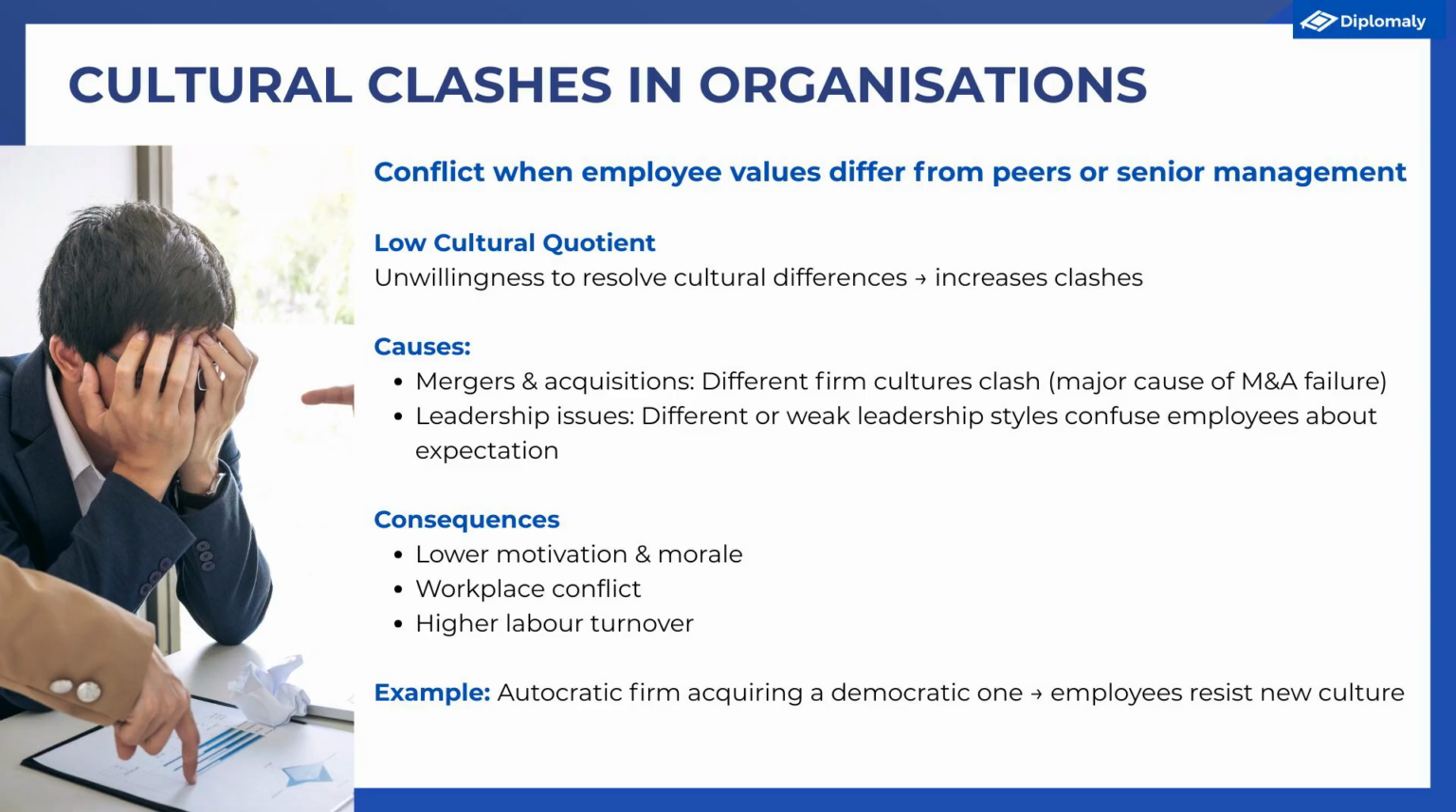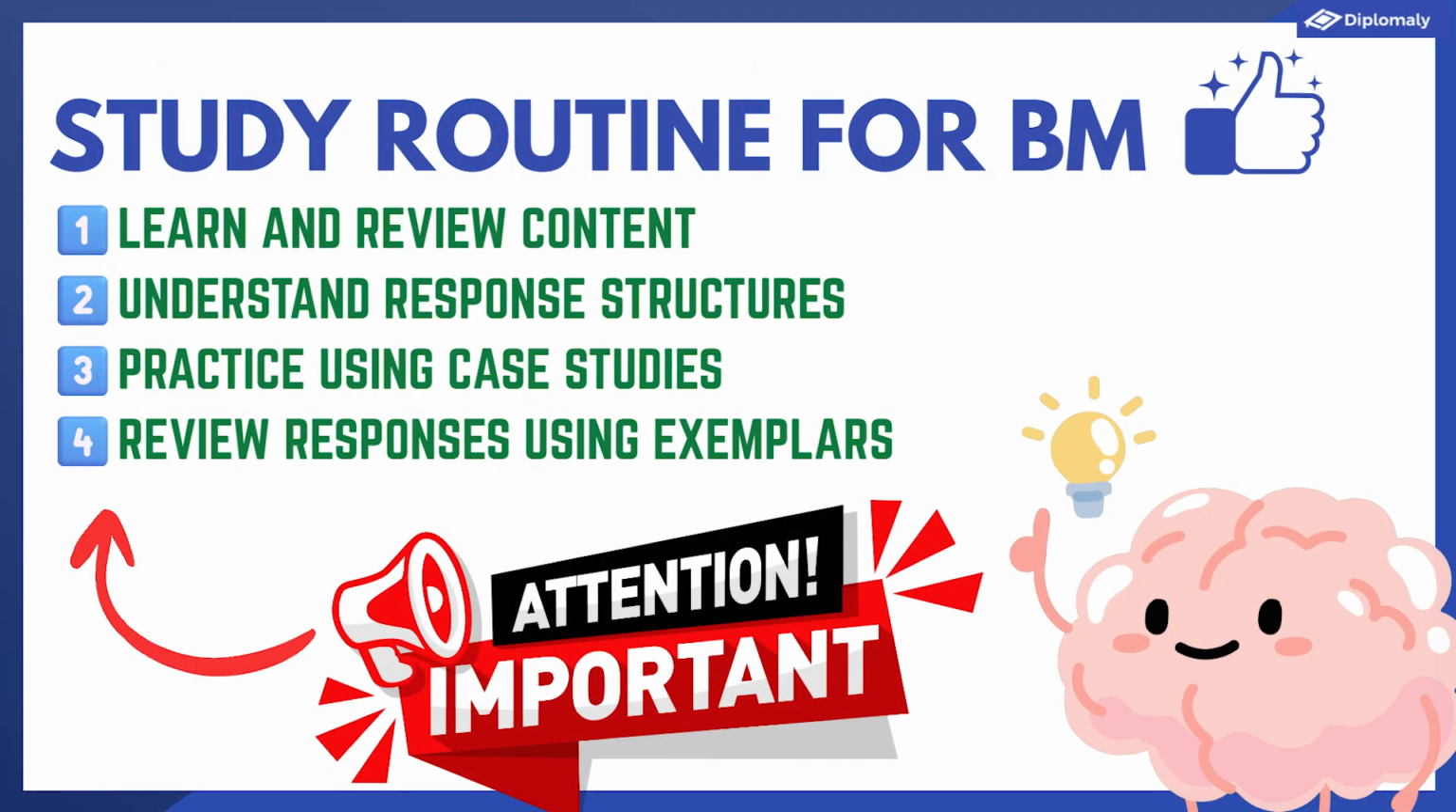Consequences of these cultural clashes include lower motivation and morale, conflict in the workplace, and potentially higher labor turnover. As an example, if an autocratic organization acquires a democratic one, employees at the democratic firm are unlikely to successfully adjust or enjoy working under autocratic leadership, leading to lower motivation and increasing the chance they leave the firm. And that concludes the key concepts for this topic.